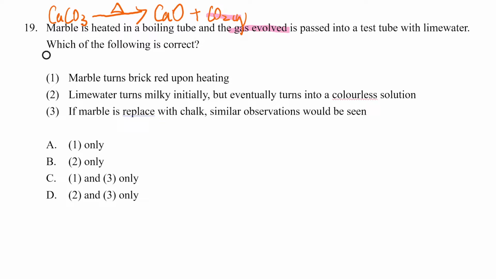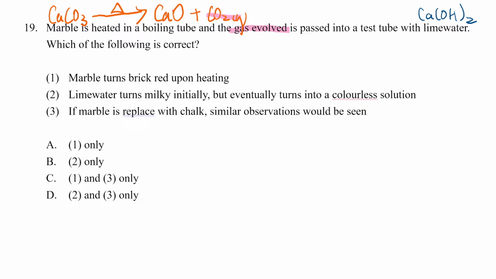Okay, and then it says this carbon dioxide gas is passed into a test tube with lime water. What is lime water? Lime water is, yep, calcium hydroxide solution. So let's look at the options. Option 1: marble turns brick red upon heating.